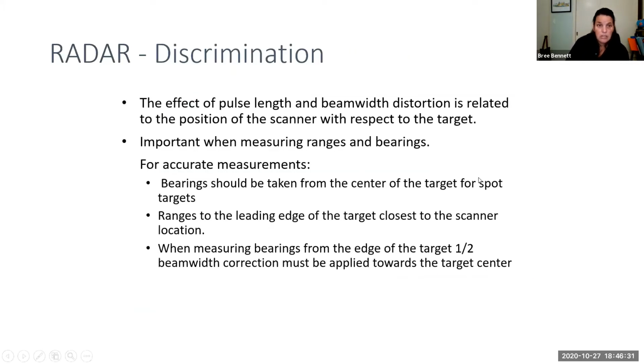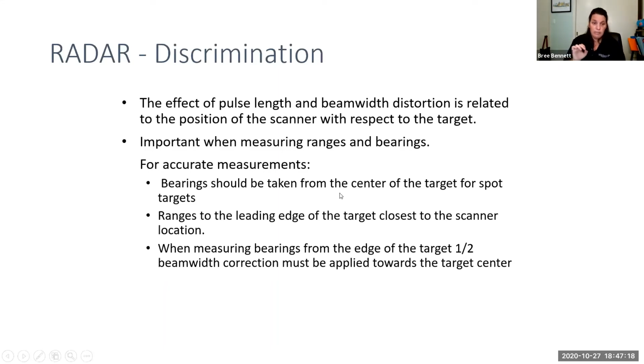Hopefully that makes more sense. The effect of the pulse length and beam width distortion is related to the position of the scanner with respect to the target. So it's important information when measuring ranges and bearings. Be as zoomed in as possible. For more accurate measurements, you want to be as zoomed in as possible so that you are getting a clearer picture for your bearings or your echoes to come back to you.